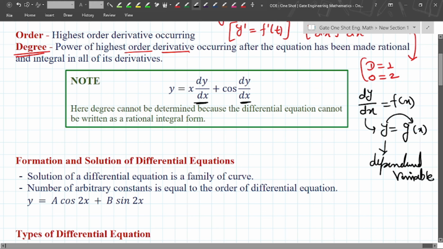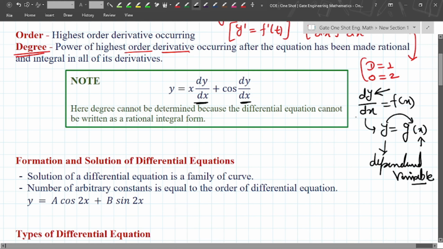So I'm not taking any particular value of y. I will just replace x in this function, and I will get a y related to that value of x. It means it is a dependent variable, whereas x is called the independent variable. So in this case, y will be the dependent and x will be the independent variable.